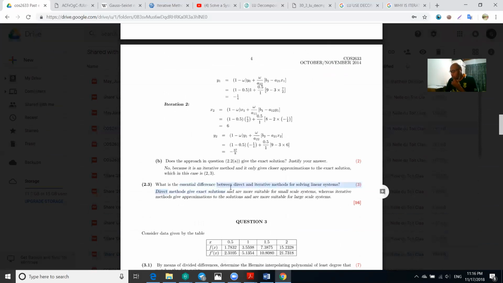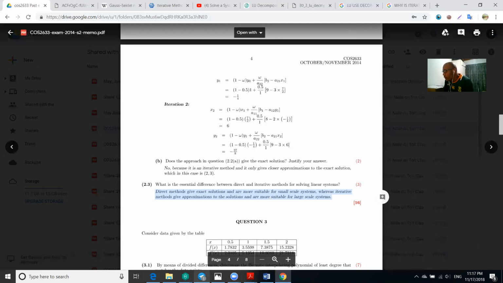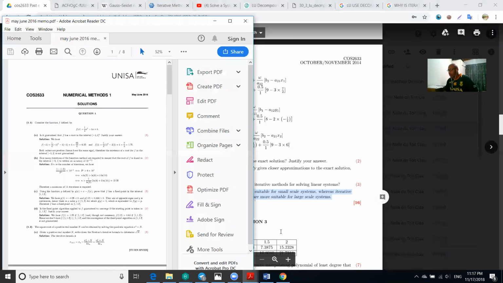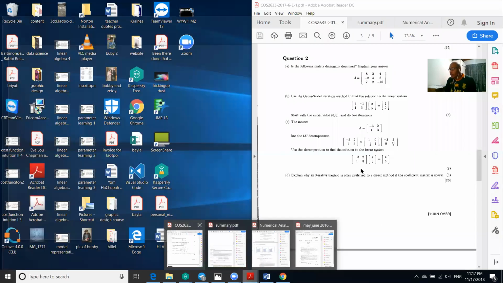Direct methods give exact solutions and are more suitable for small scale systems, but iterative methods give approximate solutions and are more suitable for large systems. Okay, fine. So if you want an exact solution, it's better to use a direct method, but if the system's too big, you should use an iterative method. All right, cool. Next question.